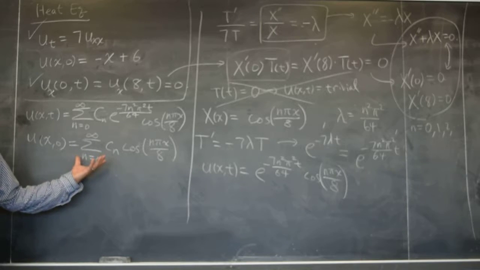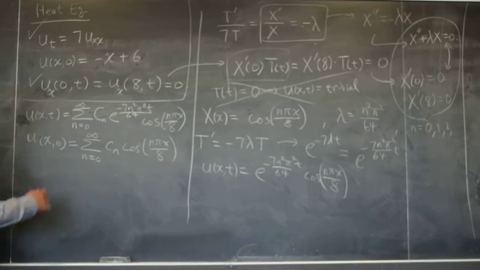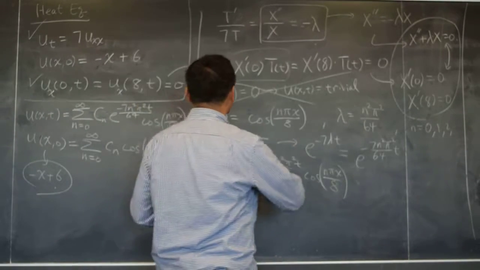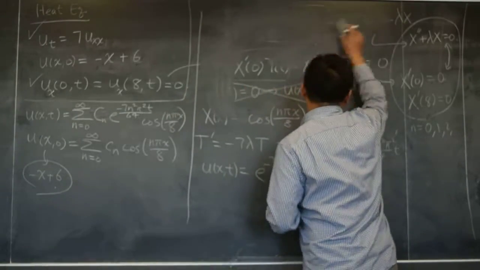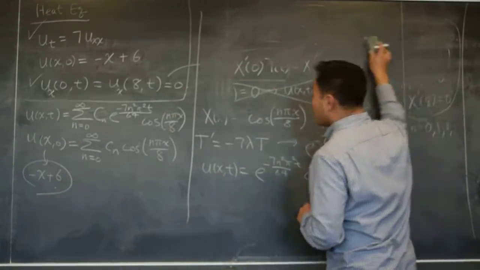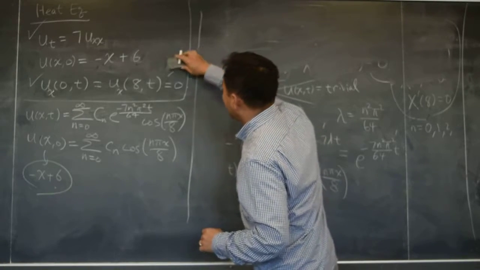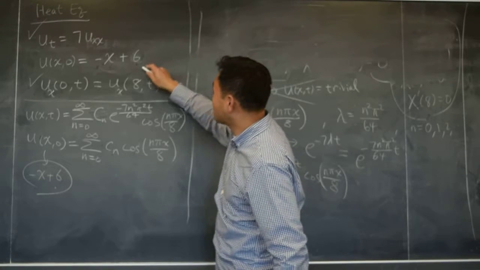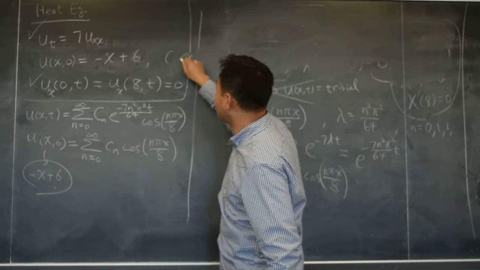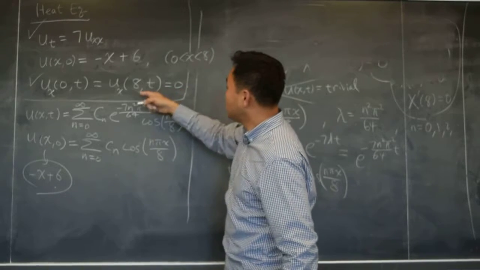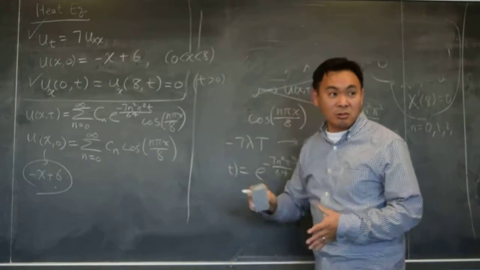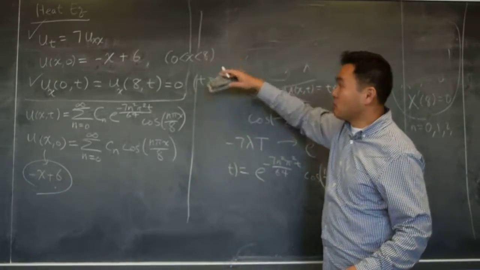But when did we ever do this? Writing a function, which by the way is negative x plus 6, writing a function as sums of cosines. What's that called? Fourier cosine series, right? And that has to be valid. I should have written some inequalities here. So this should be valid for x between 0 and 8. This should be valid for t greater than 0. These are some customary inequalities that you add on.